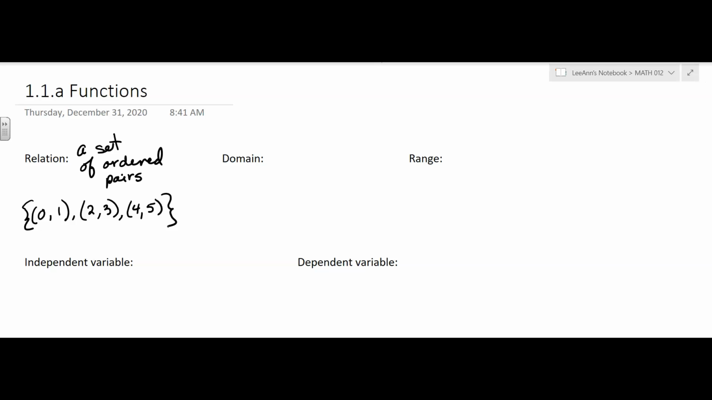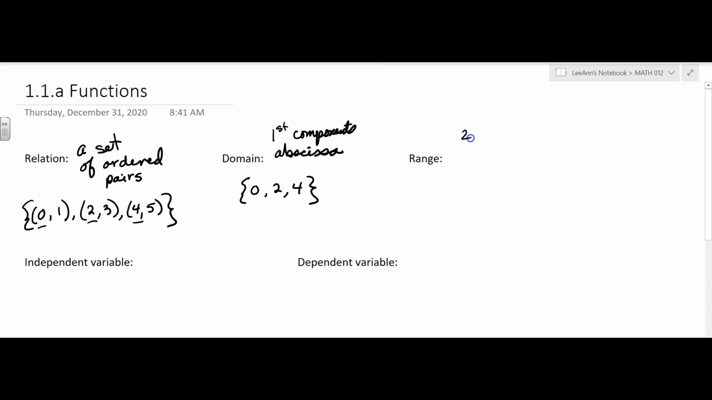So when we have a relation, we often want to talk about the domain and the range. The domain is made up of the first components. Those are called the abscissa, but nobody uses that word. And so our domain is going to be the 0, the 2, and the 4. So I can write that as a set, {0, 2, 4}. That would be the domain then, and I would list it because it's a finite set.